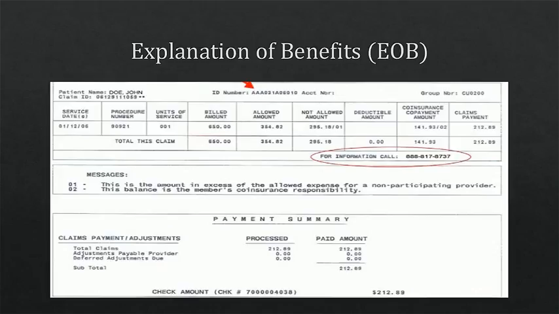On this EOB, we can see the date of service, the CPT code, and the number of units billed. The charge was $650. The payer allowed $354.82. The non-allowed amount was $295.18 with a message code of 01, which states the amount was in excess of the allowed expense for a non-participating provider. No deductible applied to this claim, and the patient's coinsurance is $141.93.